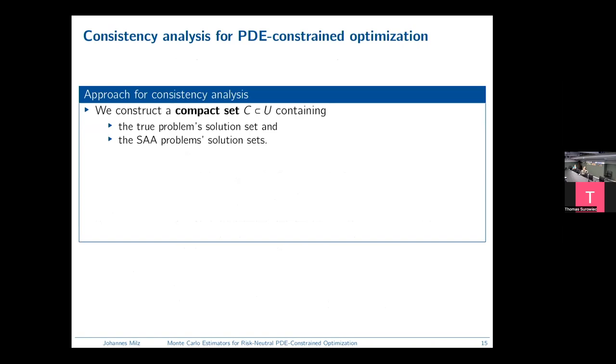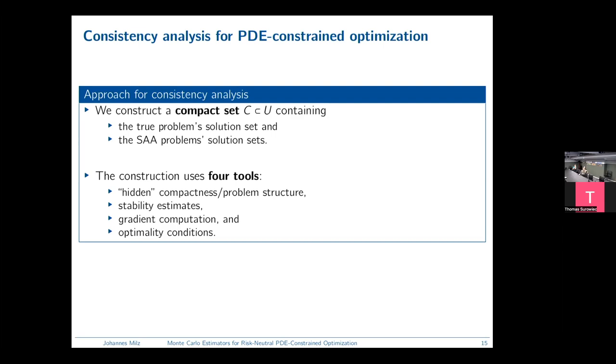So for this consistency analysis, we will construct a compact set. And this compact set will contain the true problem solution set and the SAA problem solution set. For this construction, we use about four tools. One is hidden compactness: PDE-constrained optimization problems have some problem structure that we will be exploiting. Then we have stability estimates that are typical for PDEs. There will be some gradient computation involved and optimality conditions. If we combine these, I will walk you through all these tools, and then this compact subset will be very natural. It will just pop out of these computations.